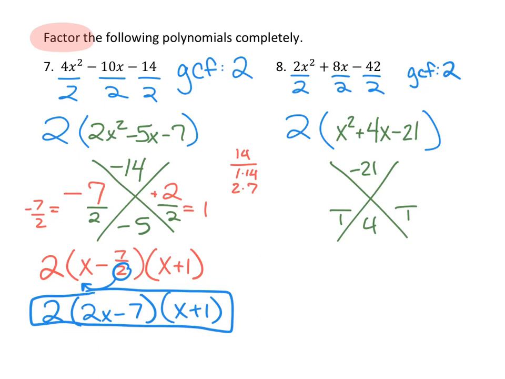So we have this X puzzle that we set up. We are looking for the factors of negative 21 that add to 4. What'd y'all get? 7 and negative 3. That's what I got as well. Or negative 3 and 7. Remember, the order doesn't matter. So here's my answer that I got. X plus 7, X minus 3.